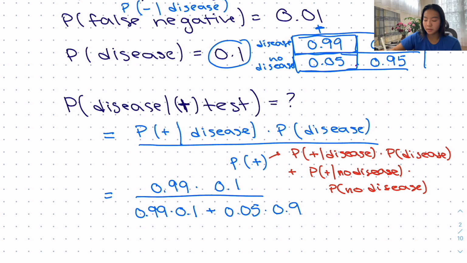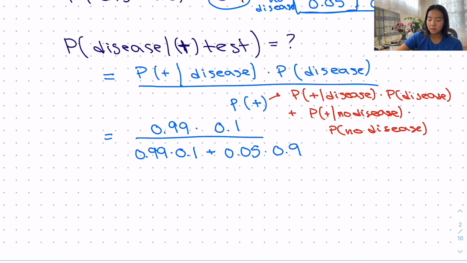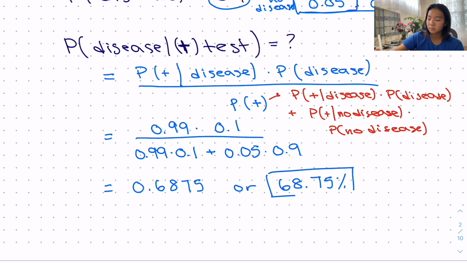So 0.9, and let's do that multiplication, and I get an answer of 0.6875 or 68.75%. Okay.